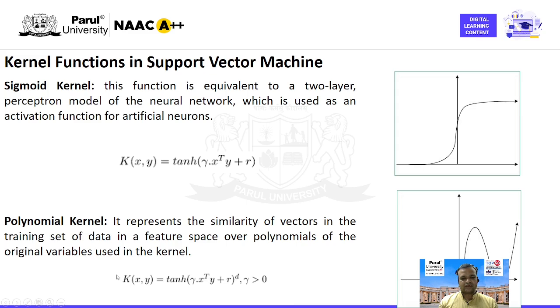So this is the equation of that particular polynomial kernel, whenever we use the polynomial kernel. So this is the function of the particular polynomial kernel. Okay, and this is the form of the polynomial kernel.